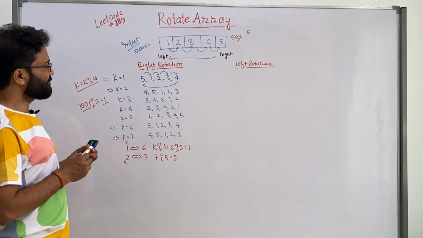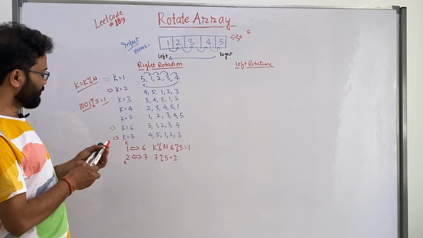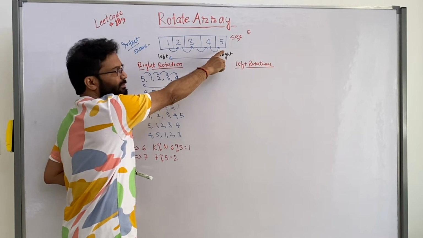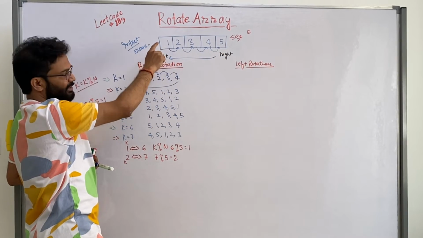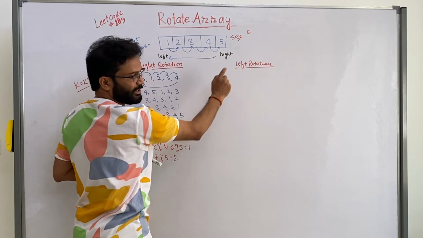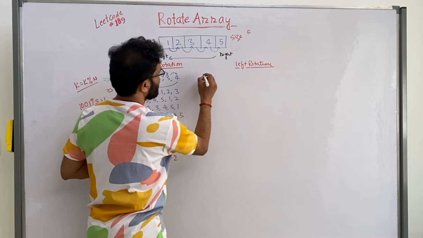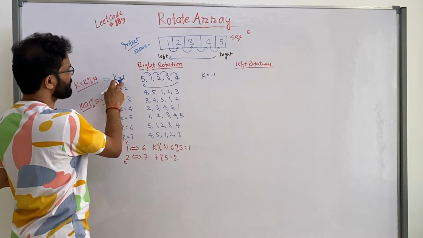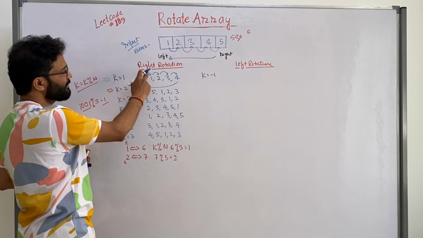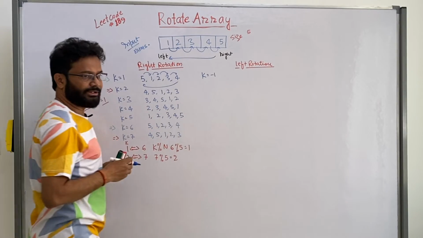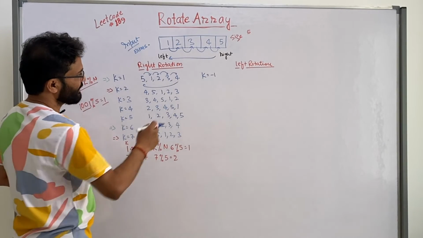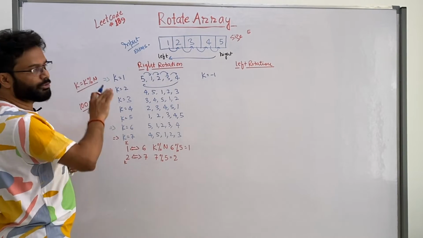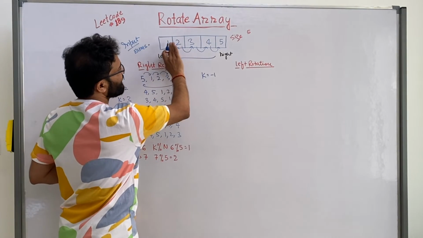Now the second observation, for the left side. When you say right rotation, it means you take the right element and put it into the left side. When I say left rotation, for easy understanding, put -1. So I will use positive 1 for the right side and -1 for the left side. Then the left rotation means what you have to do? You have to keep the element on that side.